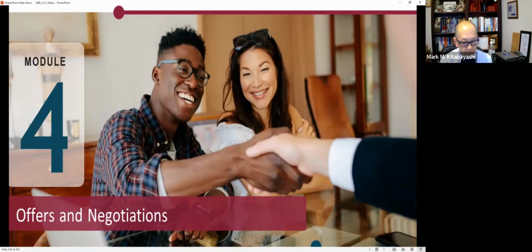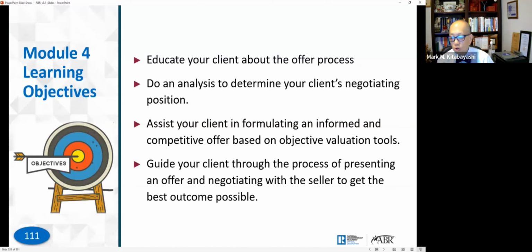Offers and negotiations. The learning objective here is to educate your client about the offer process, analyze and determine your client's negotiation positions, assist your clients in formulating an informed and competitive offer based on objective valuation tools, and guide your clients through presenting the offer and negotiating with the seller to get the best possible outcome for the buyer.